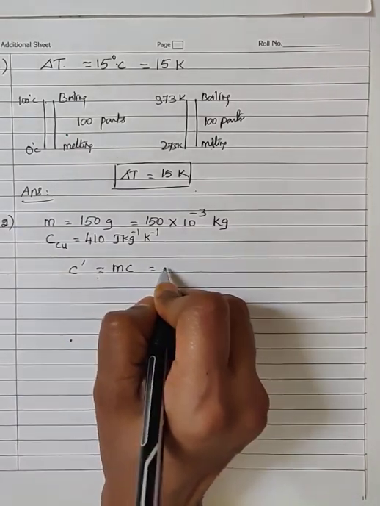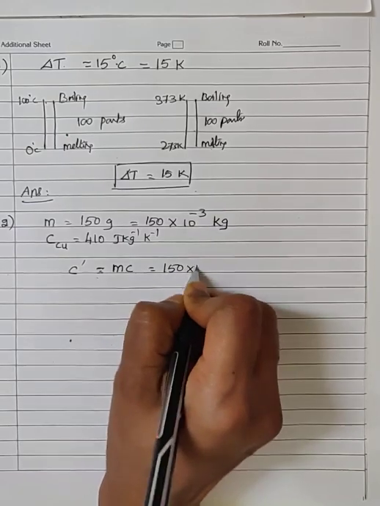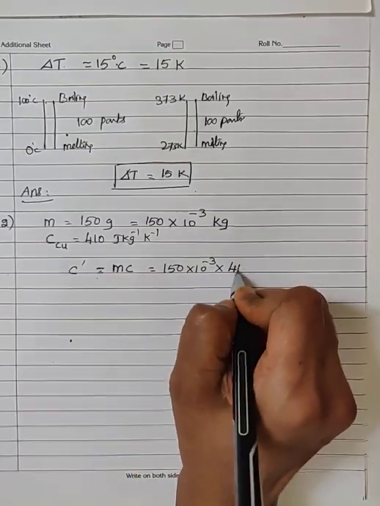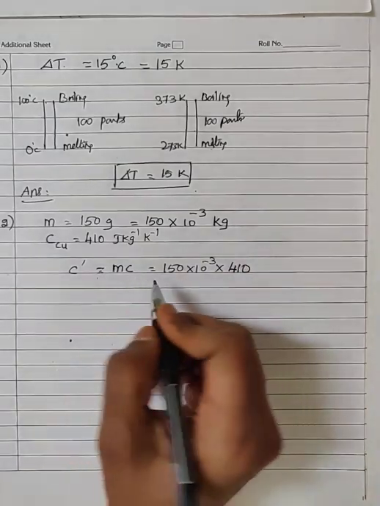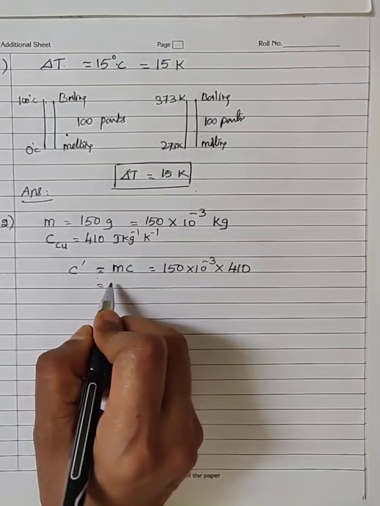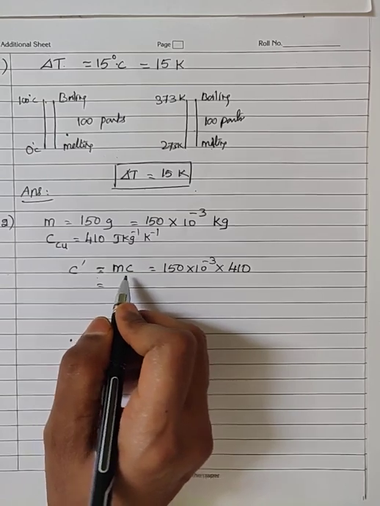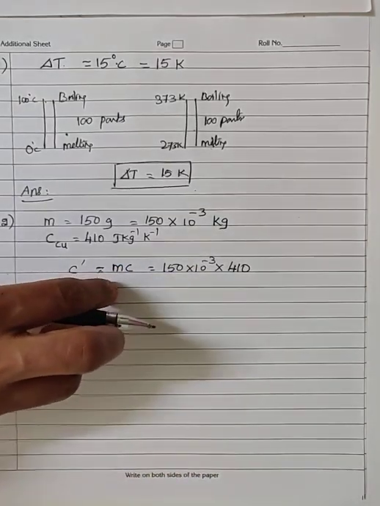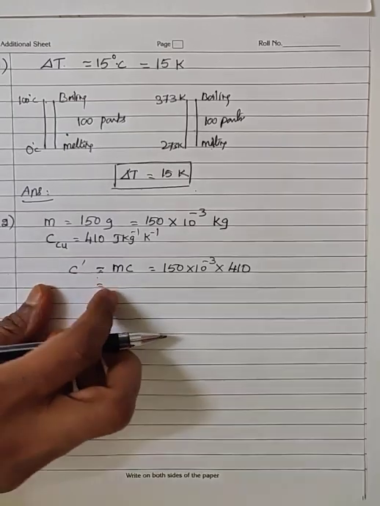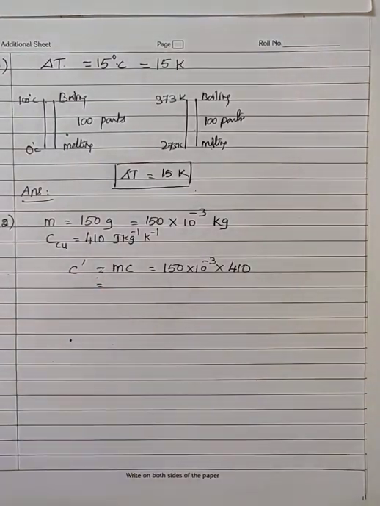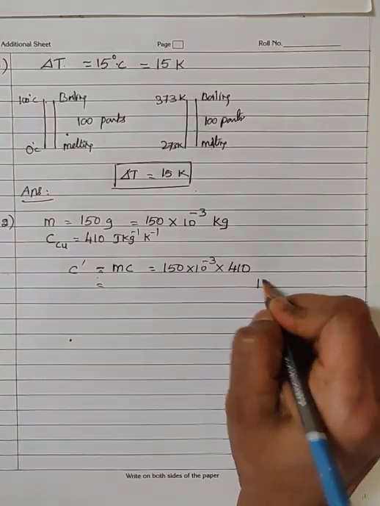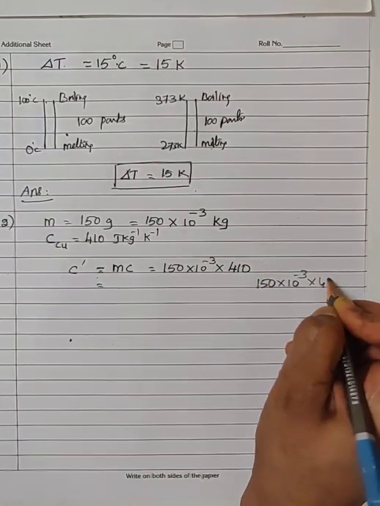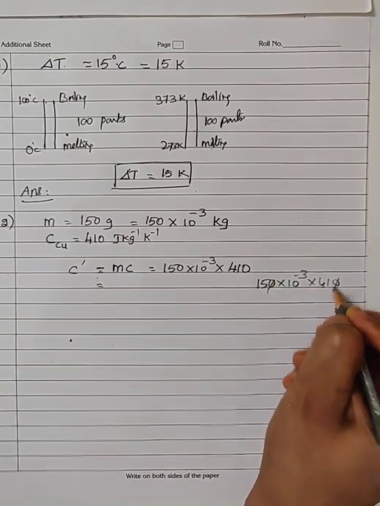Substitute for M and C. M is 150 into 10 power minus 3 and specific heat capacity is equal to 410. In the substitution place, you don't do any simplification. For simplification, use the rough column. Here, 150 into 10 power minus 3 into 410. So 10 to the power 2 zeros you can cancel.